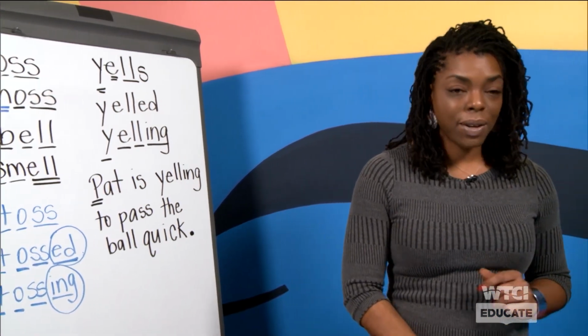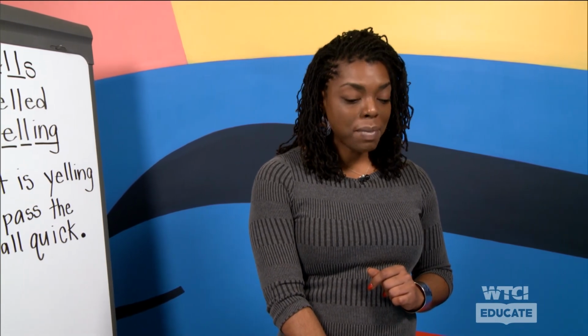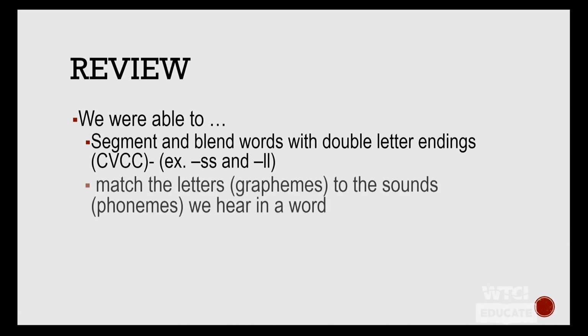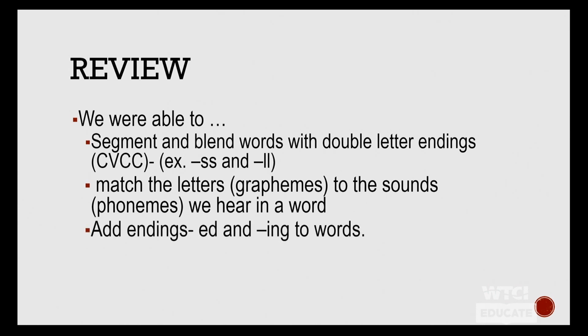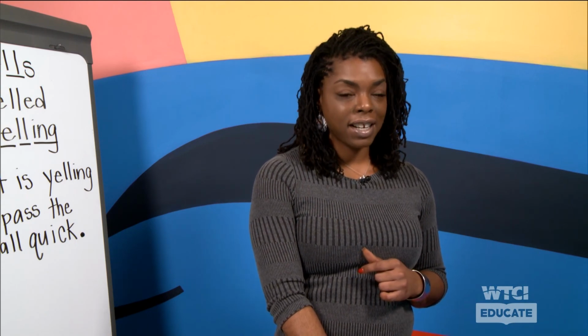Let's go ahead and review our learning. We were able to segment and blend words with double letter endings, our CVCC words with S and L, match the letters, graphemes, to the sounds we hear in words, add endings ED and ING to words, and read, spell, and write words with double letter endings.